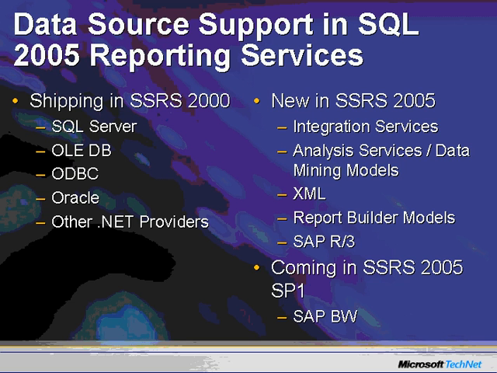Basically the R/3 system. Coming in 2005 is support for SAP BW, also known as SAP NetWeaver BI. So that's coming in Service Pack 1 for 2005, to be out fairly soon.